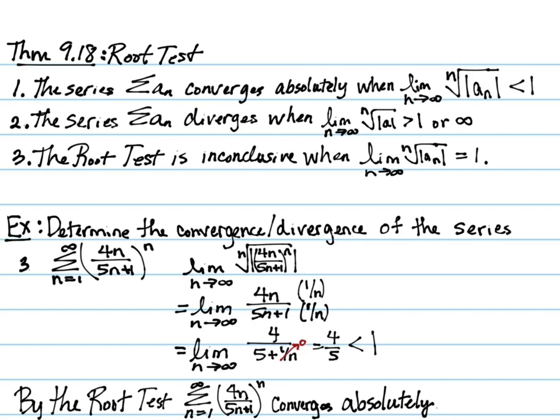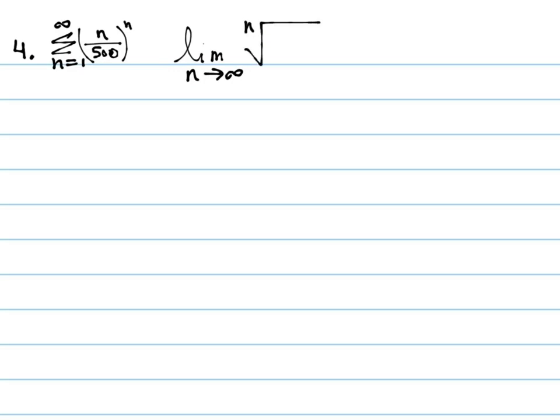All right, let's do another one. So this is summation from n equal 1 to infinity of (n over 500) to the nth power. All right, so we're going to do the limit of the nth root of (n over 500) to the power n. Again, the absolute values on this one are not necessary, simply because it's positive values.